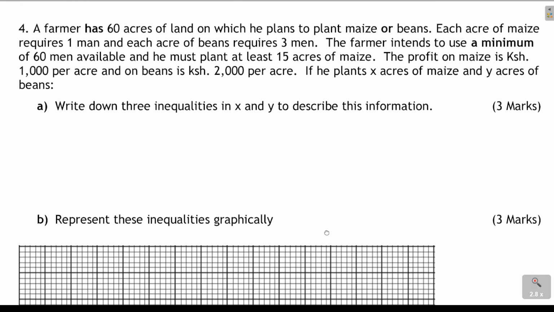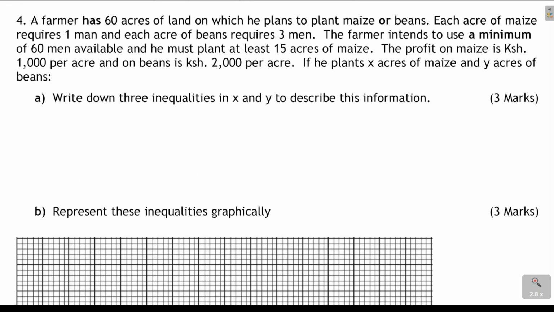So let's go to the first part of the question where you're supposed to write down 3 inequalities in X and Y to describe this information. The farmer has 60 acres of land on which he has to plant maize or beans, and each acre of maize requires 1 man and each acre of beans requires 3 men. So let's go to the last statement where we're given that we let the acres of maize be represented by X and the acres of beans be represented by Y.